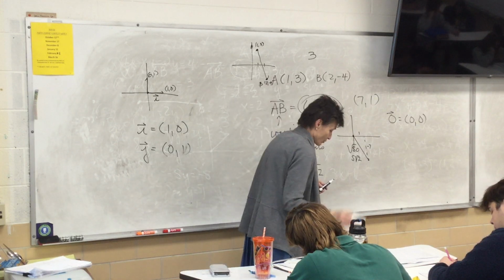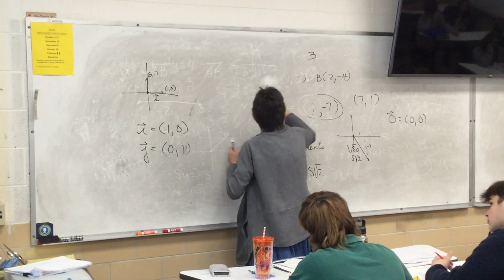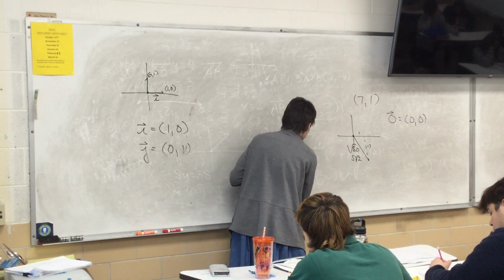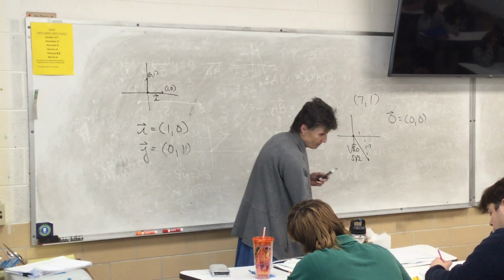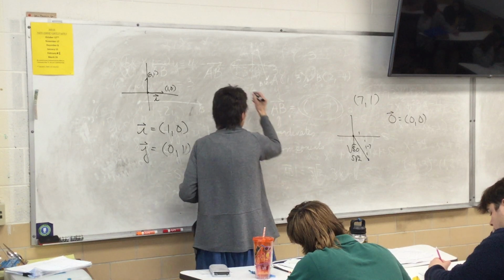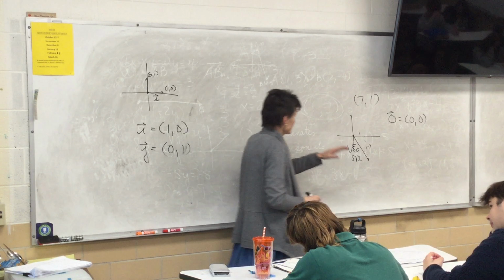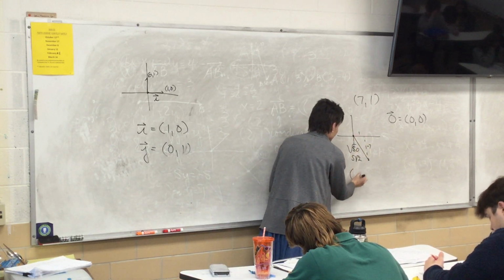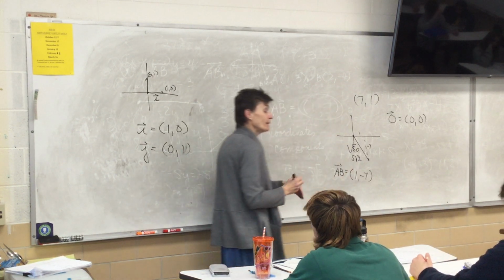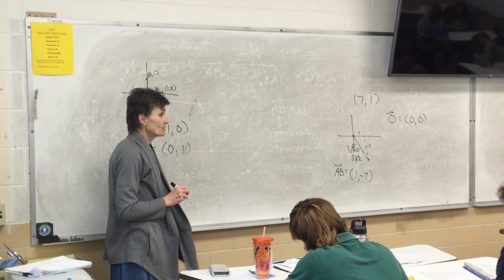Every vector in 2 dimensions can be written as a linear combination of i and j. So let me say that again. Every vector in 2 dimensions, including this one that I drew a little bit ago that I just erased, my vector AB, can be written as a linear combination of i and j.